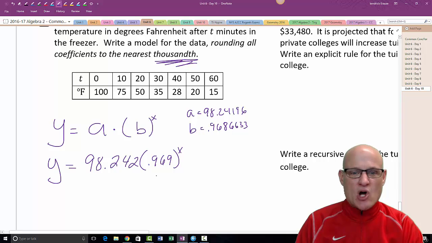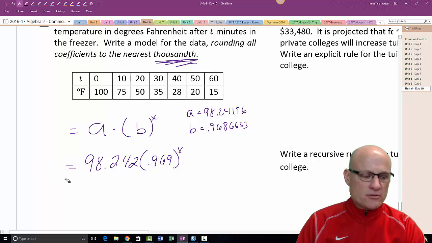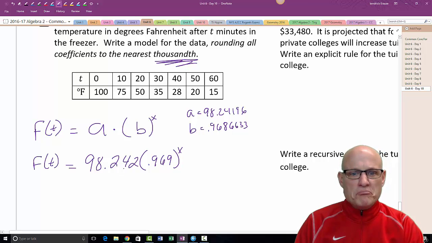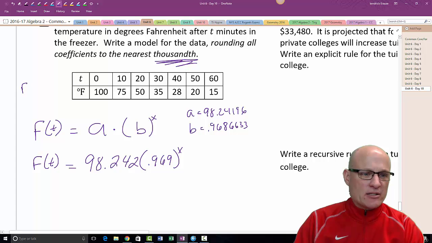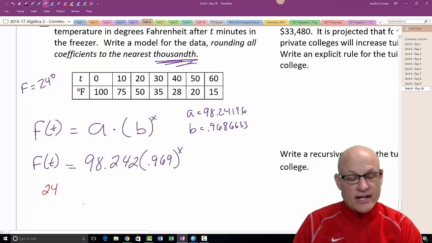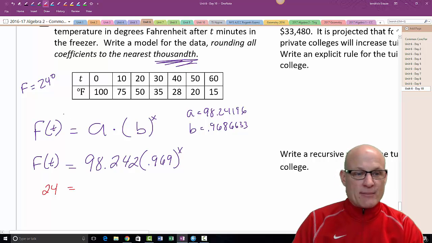Now, I might ask another question. By the way, this should be f of t, not y. How many minutes would it take for the temperature to reach 24 degrees? What if I said I want the Fahrenheit to be 24 degrees? Well, okay, that's not bad. What we're going to do is just put 24 in here. Now notice I'm giving you Fahrenheit.